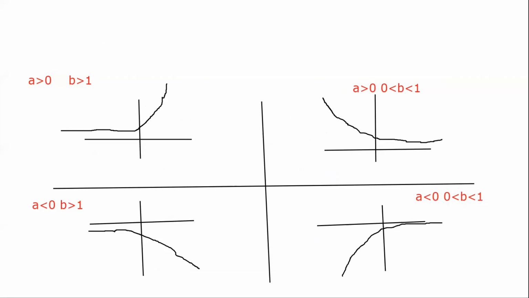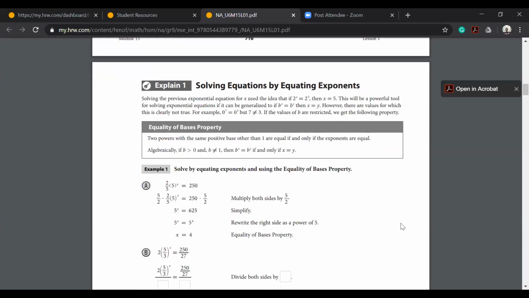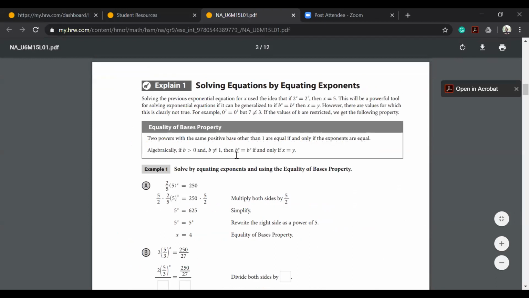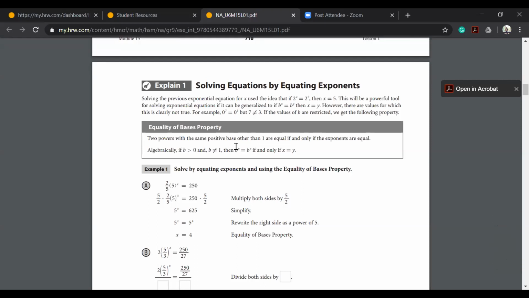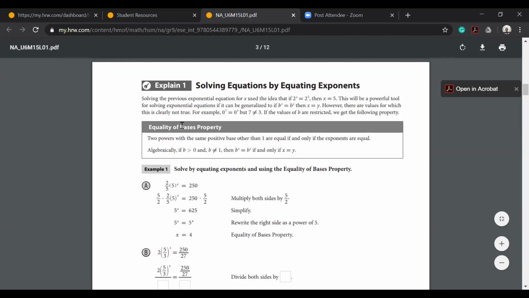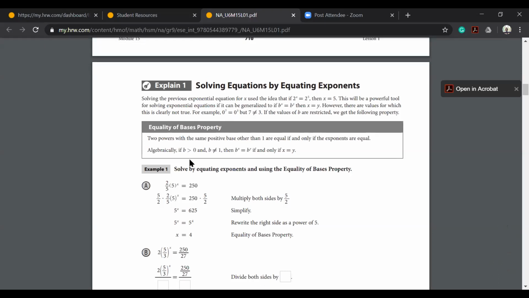Let's see. In here, you got a rule. When you have b to the power of x equal to b to the power of y, as you can see, b is my base and x and y are my powers. When your bases are equal, your powers are equal as well. This is the rule that we are using, the equality of bases property. And when I tell you that 2 to the power 2 is equal to 2 to the power x, then actually x is equal to 2. When you equate the bases, the powers are going to be equal.